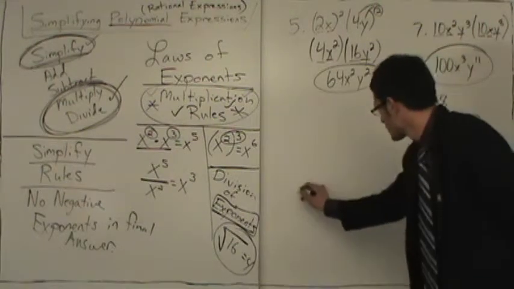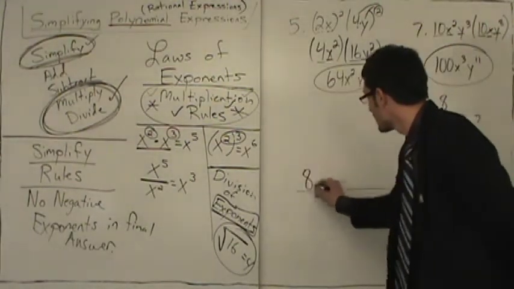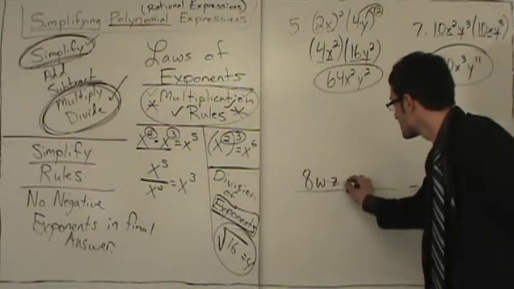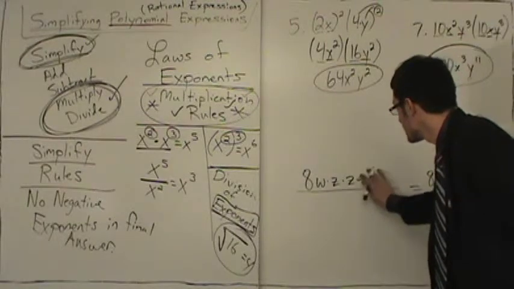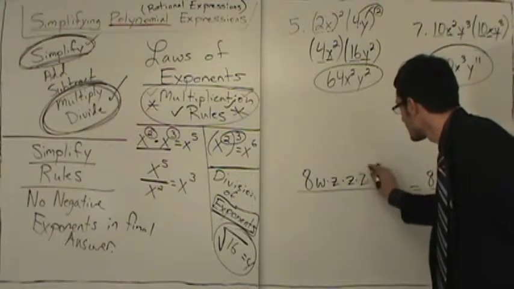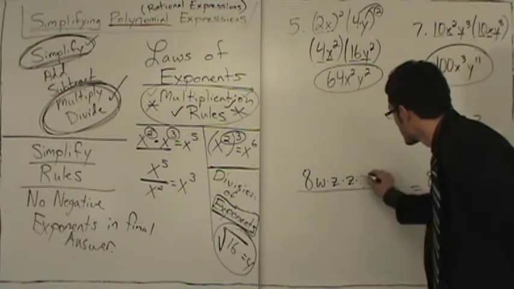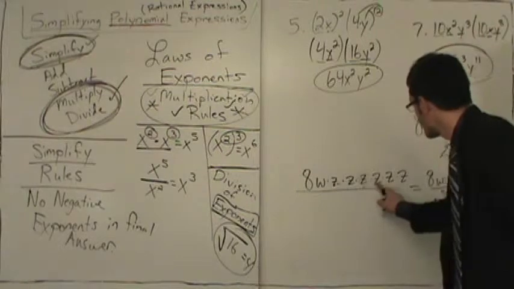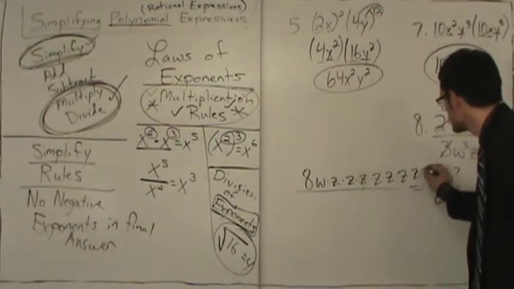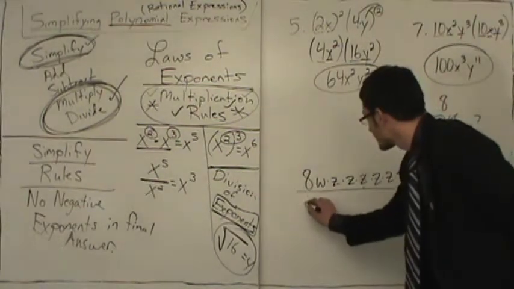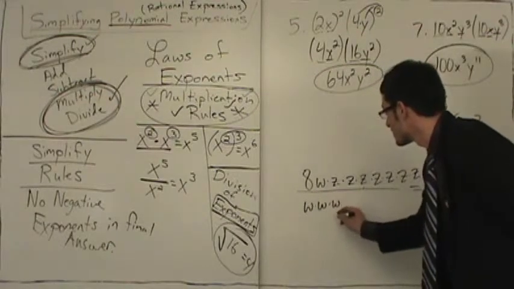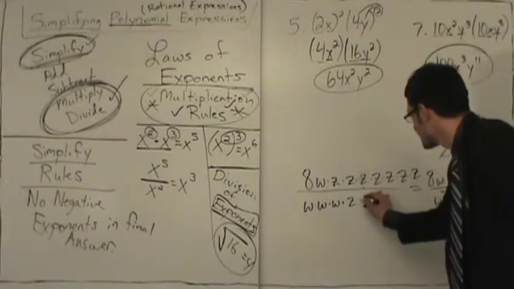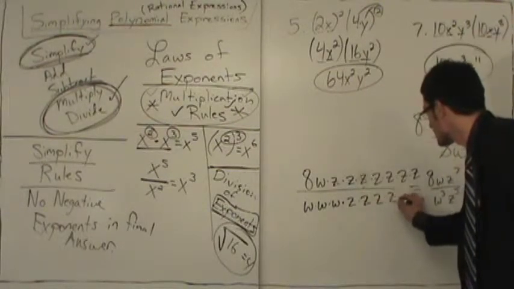Now, I want you to see this. We have 8 on top. How many w's? We have 1 w. And how many z's? We have 7. So 7 z's. Z times z times z times z times z times z times z. There's 7 z's. And on the bottom we have 3 w's, times z times z times z times z times z.